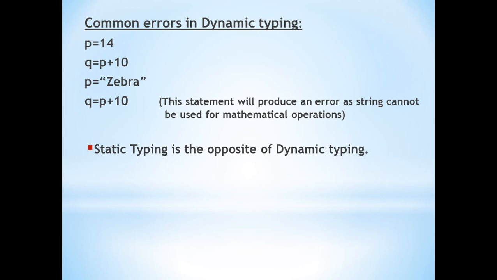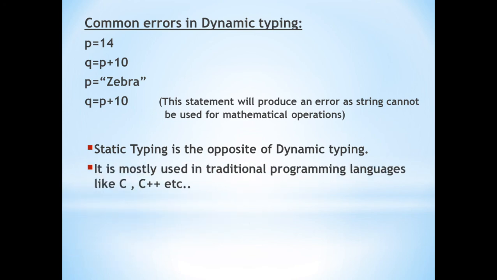Static typing is just the opposite of dynamic typing, where you cannot assign different data types to the same variable. Mostly, as I told you, in all the traditional programming languages like C or C++, dynamic typing is not possible.